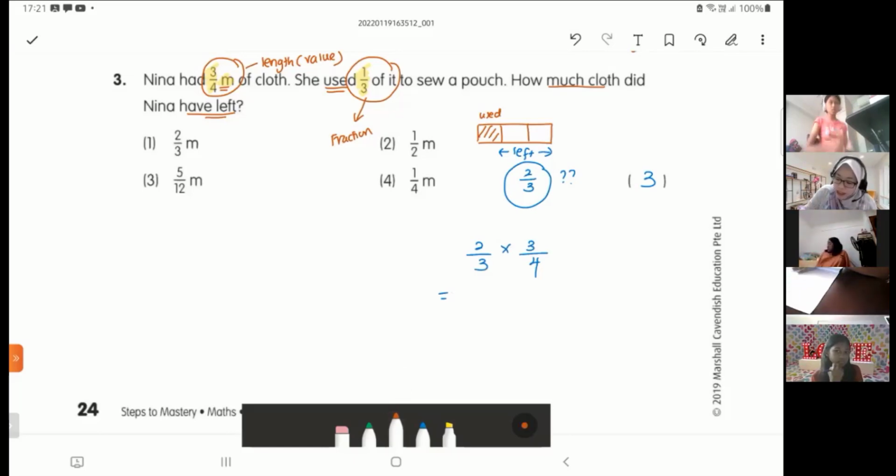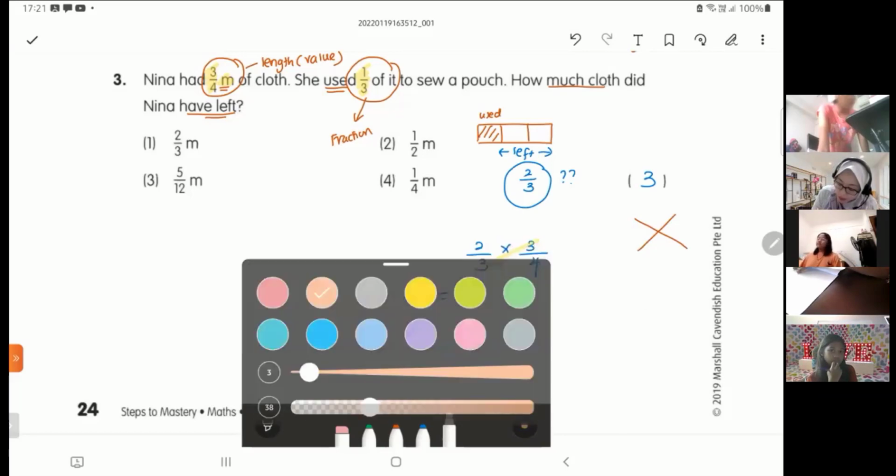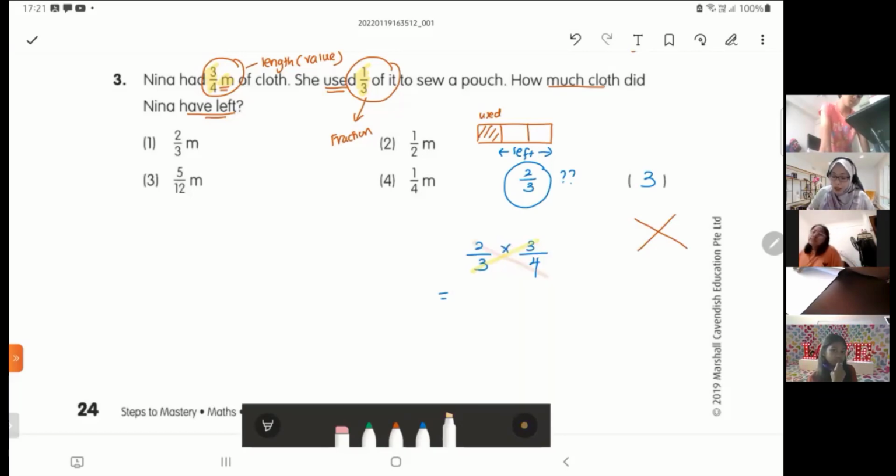One way to do this shortcut is to always look crosswise. Means I will look at 3 and 3, and then I will look at 2 and 4. Okay, what do I do with 3 and 3? I simplify them. I make sure it becomes the simplest number. 3 divided by 3 becomes 1. 3 divided by 3 becomes 1. 4 and 2: 4 divided by 2 becomes 2. 2 divided by 2 becomes 1. Right? So what am I left with?